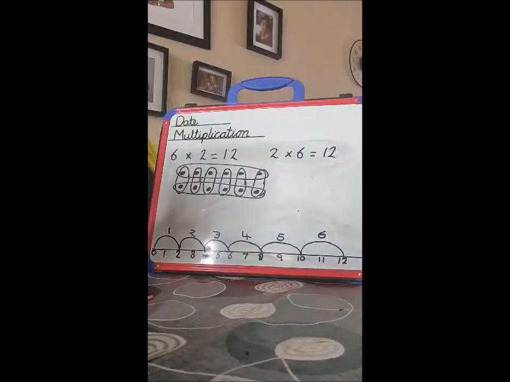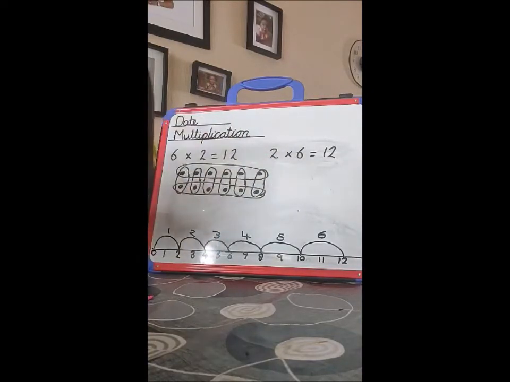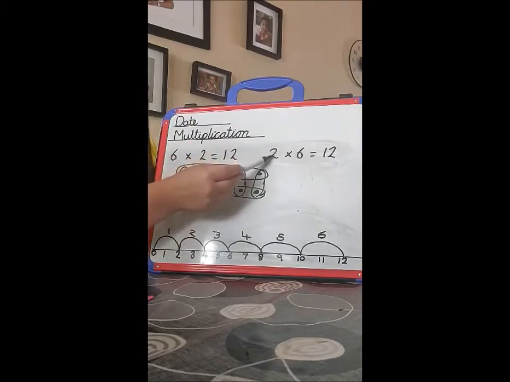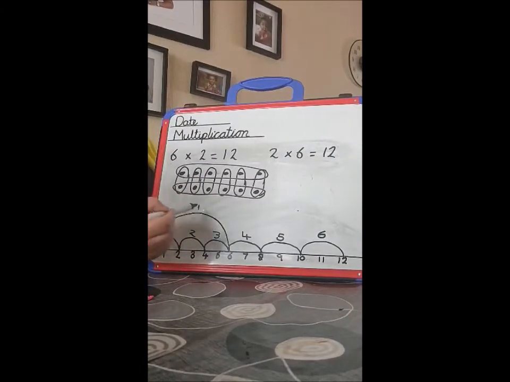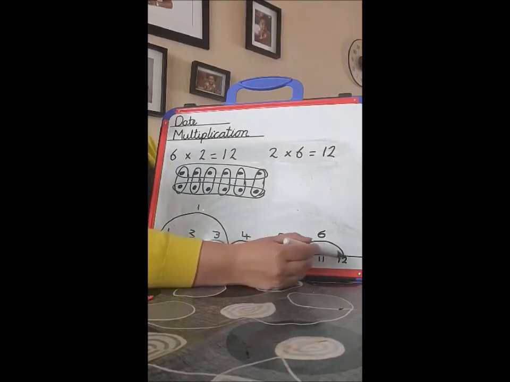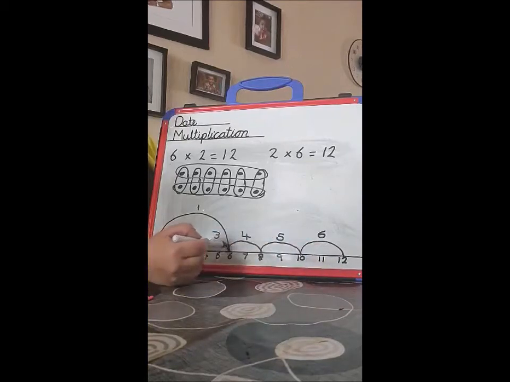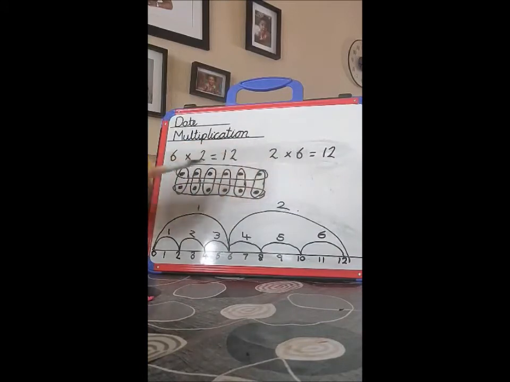Brilliant. It can also be displayed if we're doing 2 lots of 6 by doing my first jump of 6. So I'm going to do 2 groups of 6 this time. So I'm going to go to 6 on the first jump. That's 1 jump. And then on the second jump, I need to count 6 more along. 1, 2, 3, 4, 5, 6. And yeah, of course, it lands me on that 12. So that's 2 lots of 6. Whichever way round you do it, the total is the same.